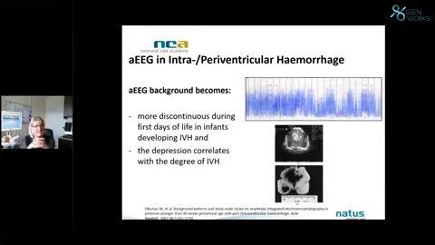Okay, so I am going to move on and talk a little bit more about other conditions. So let's think about AEEG when we're thinking about the intraventricular hemorrhages. So we know with an IVH, the AEEG background absolutely becomes more discontinuous. So if you see that background pattern becoming more discontinuous in those first days of life, that may be an infant who's developing an intraventricular hemorrhage. And the degree of depression that we see on the AEEG correlates with the degree of intraventricular hemorrhage also.